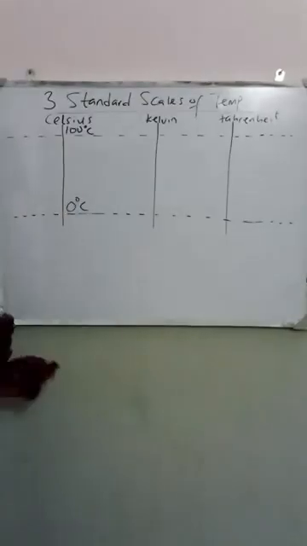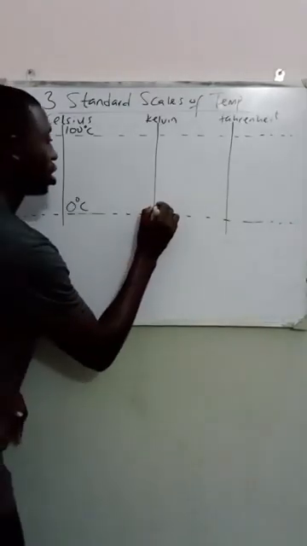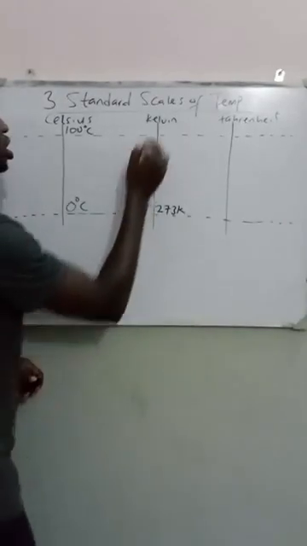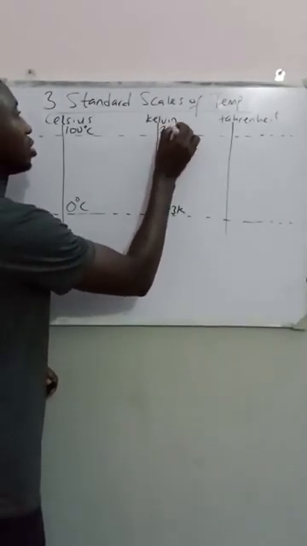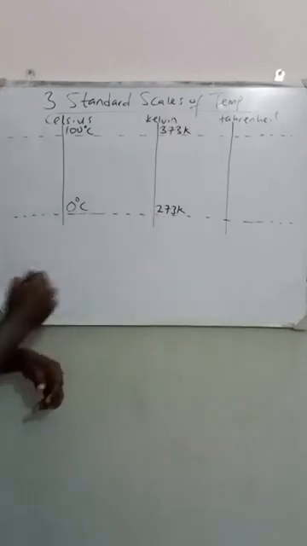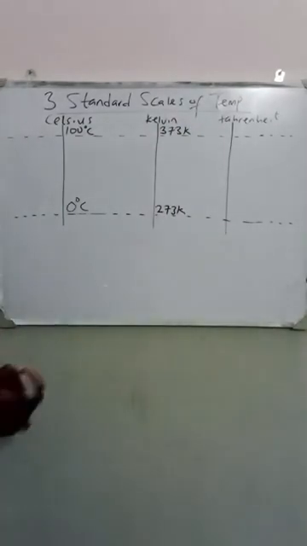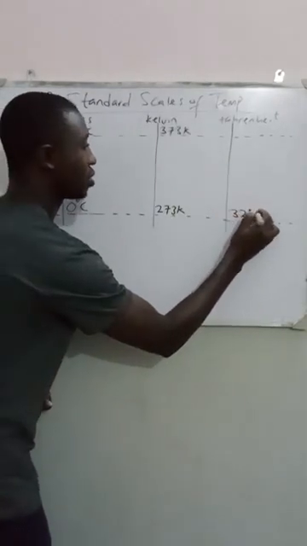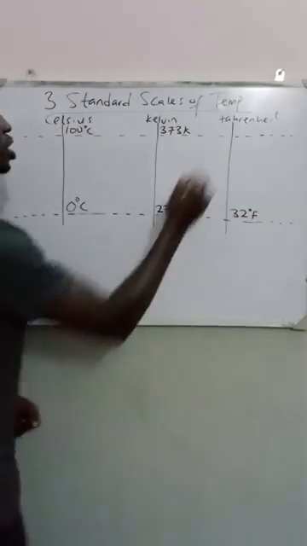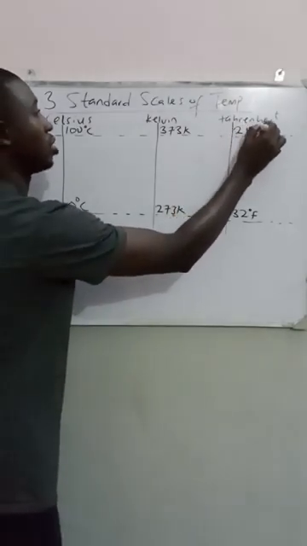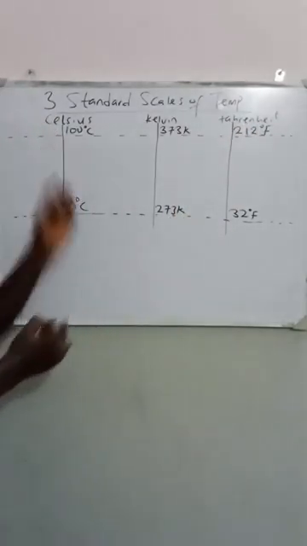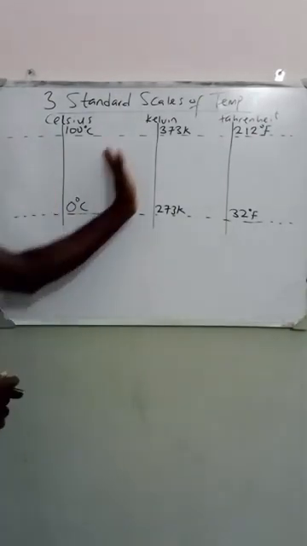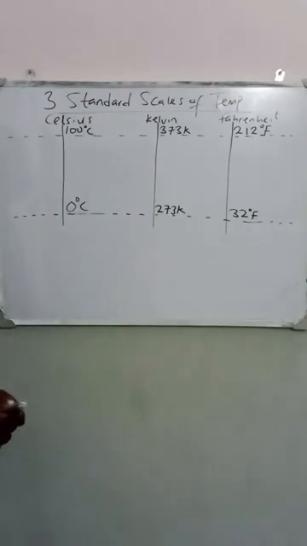For the Kelvin scale, the lower fixed point is 273 Kelvin and the upper fixed point is 373 Kelvin. And also for the Fahrenheit scale, the lower fixed point is 32 degrees Fahrenheit and the upper fixed point is 212 degrees Fahrenheit. So these are the 3 standard scales of temperature, showing their upper fixed point and their lower fixed point.